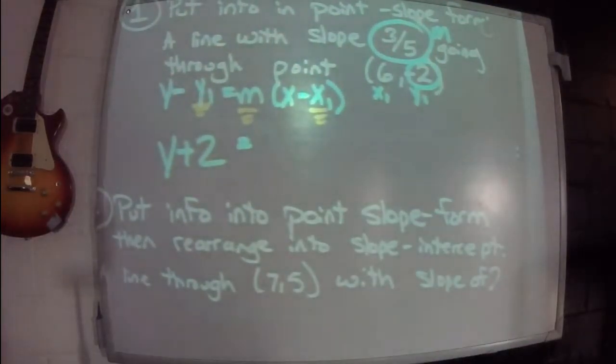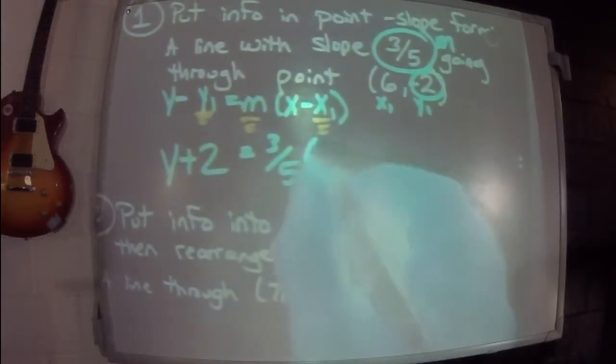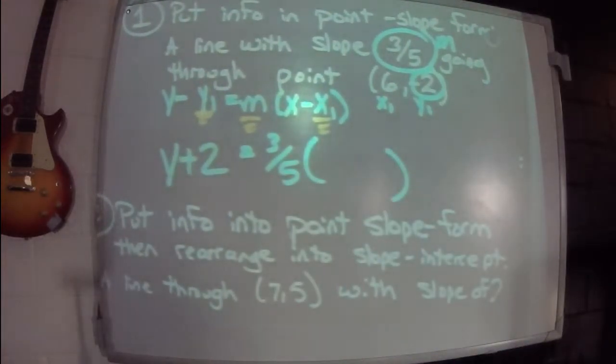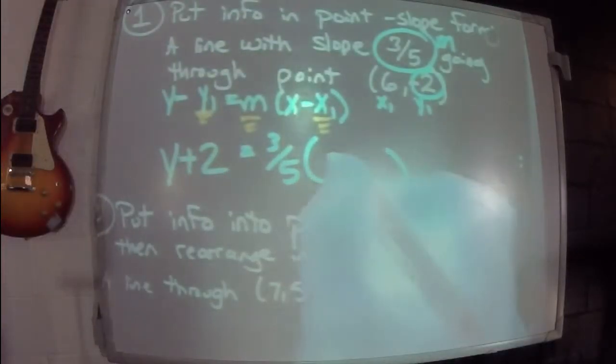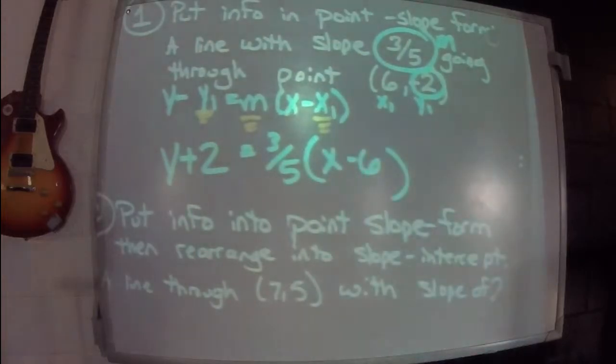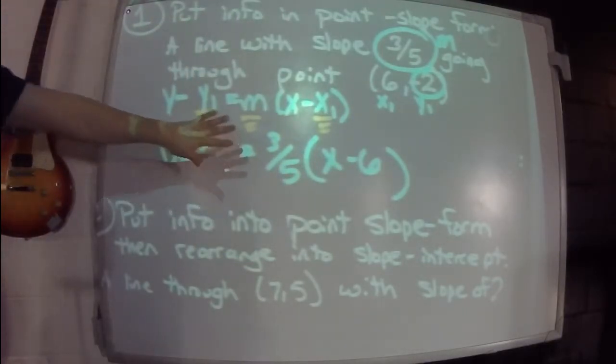Equals m. What's my m? 3/5. And then I'm going to go x minus x1, so it's going to be x minus 6. And I'm done. This one didn't say I need to rearrange it into standard form or slope-intercept form. So just take the points out and plug it in, and you're done. If all you need to do is put it in point-slope form, there it is.